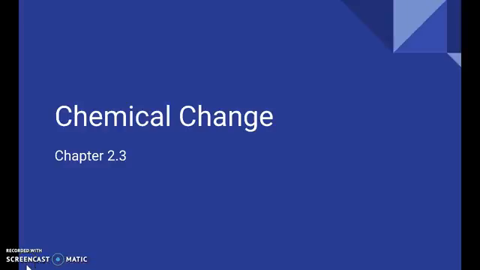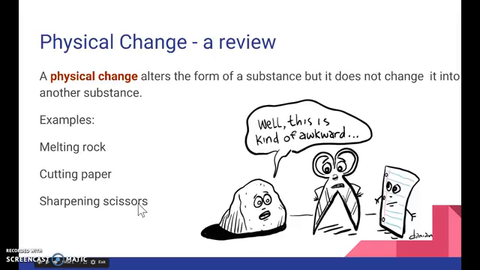Well, by now you're caught up to chapter 2.3, and we are going to start looking at chemical changes to substances. And to do that, we're going to take a look first at a little reminder of what a physical change is. A physical change alters the form of a substance, but it does not change into another substance.